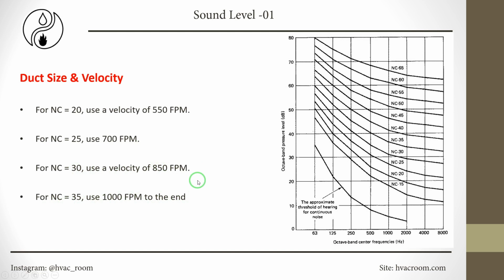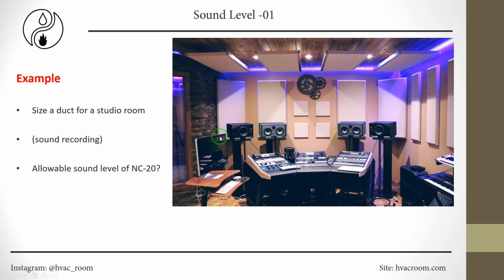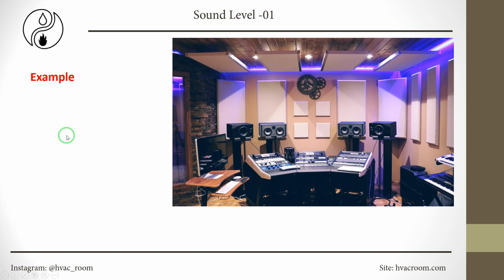Now we want to do an example based on these numbers. For example, you are working in a studio. This is a sound recording studio, where the noise and sound is very, very important, and it should be very low because otherwise that's going to impact the production, right? So in this studio, they are asking us for an NC level around 20, and the airflow is about 1500 CFM. So there you go. Based on NC 20, your velocity in the ductwork should be around 550 feet per minute.